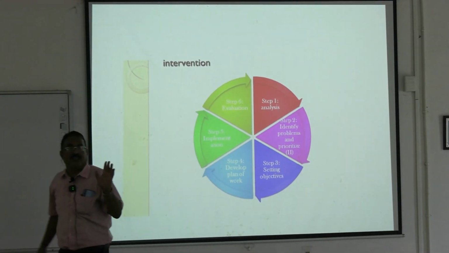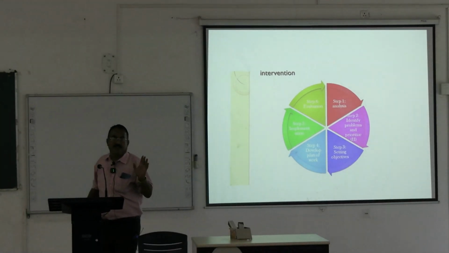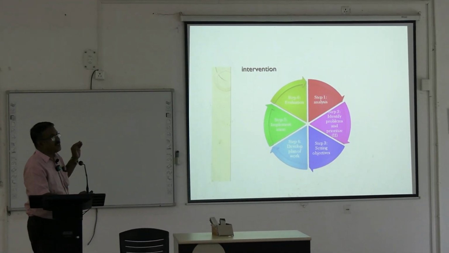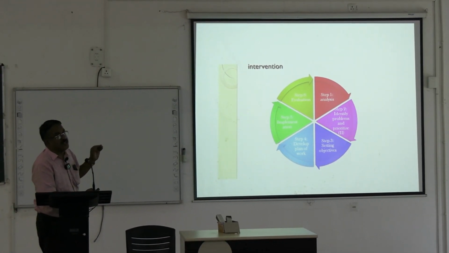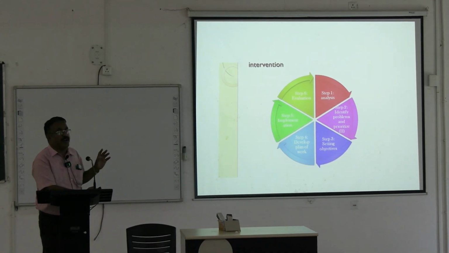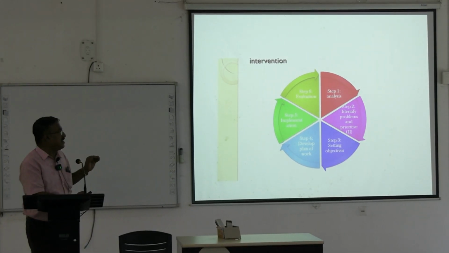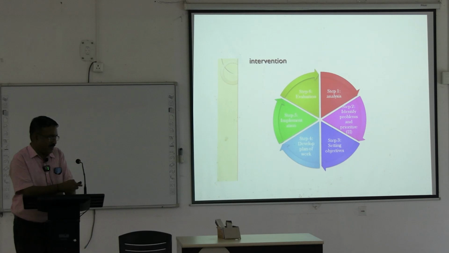So this is basically the things which you have to do. First is analysis. Then you identify the problems and prioritize. Third is setting objectives. Four is developing plan of work. Five is implementation, and six is evaluation.